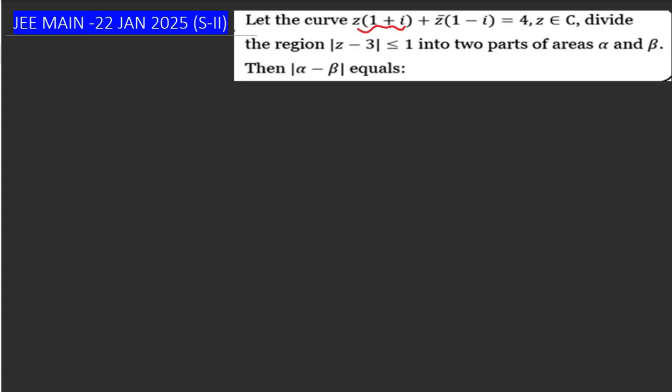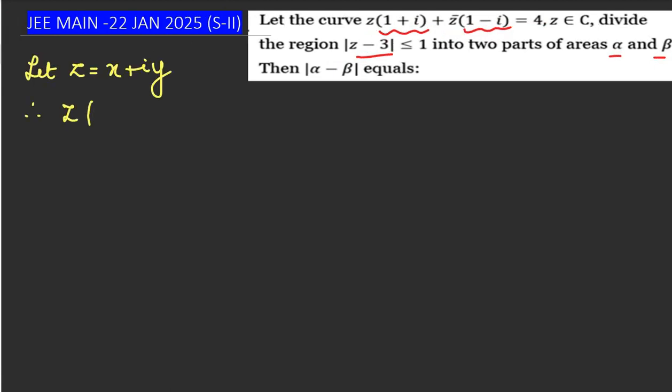Let the curve z into 1 plus i plus z bar into 1 minus i equal to 4 divide the region modulus of z minus 3 less than or equal to 1 into two areas alpha and beta. Then mod of alpha minus beta. So given, let z be equal to x plus iota y.